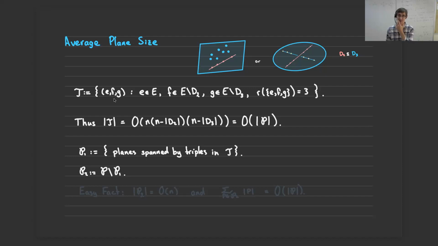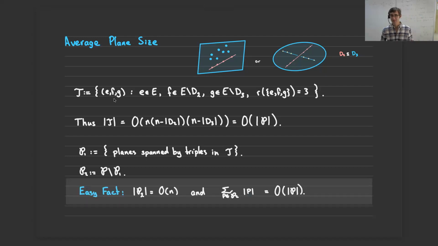I'm also not going to count planes that are contained in D3 because I need to choose the element G outside D3. So for the planes that are contained in D3 and for the planes that contain D2, it's hard to relate them to these triples. But for the other planes, I can think about the sum of the plane sizes. So for the planes that are spanned by the triples, I can hopefully use some aggregation to relate the sum of the plane sizes to the size of that set script T.